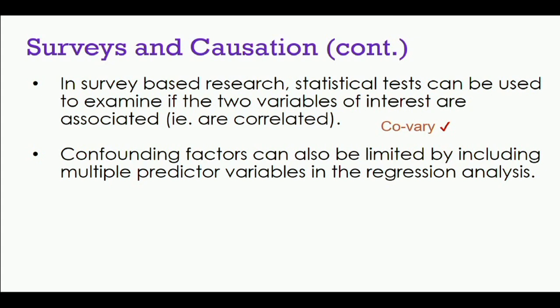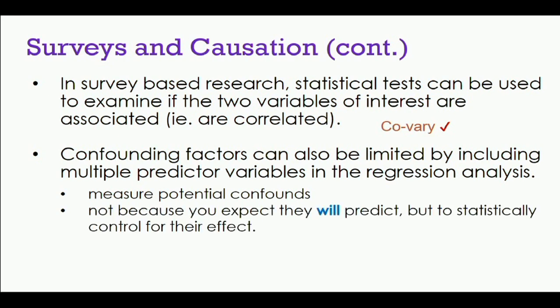So sometimes you throw in variables just ahead of time, anticipating a potential argument against your research, and you throw them in to show that they're not correlated. So you measure the potential confound not because you expect that they will predict, but to statistically control for their effect. So that gets rid of the confounds.